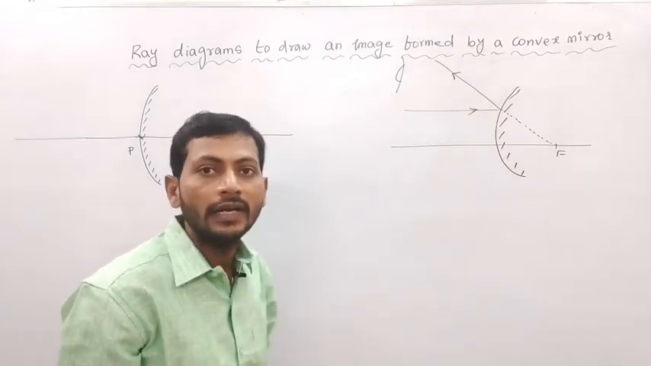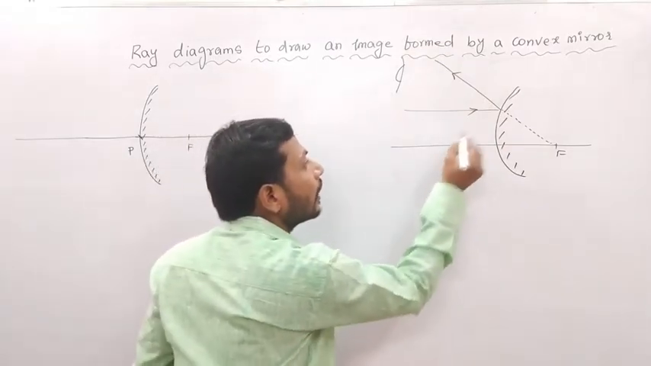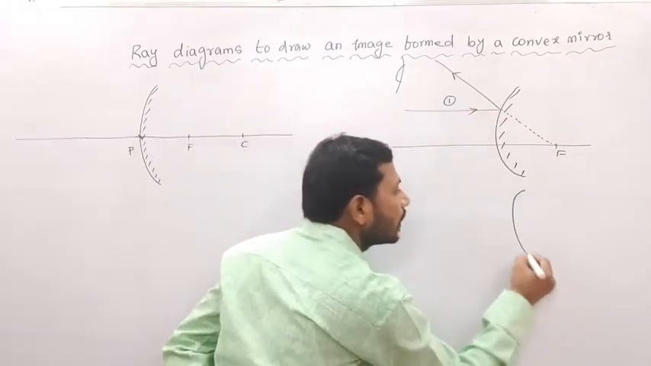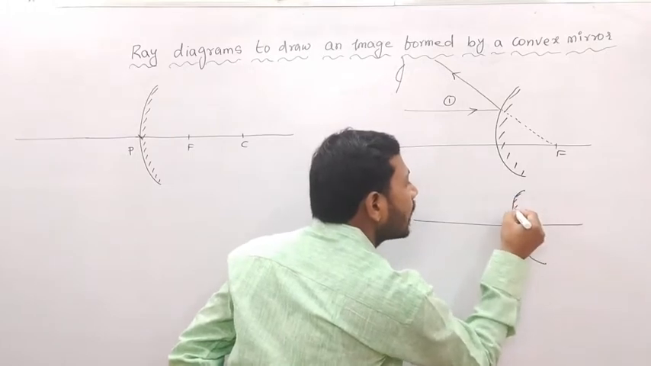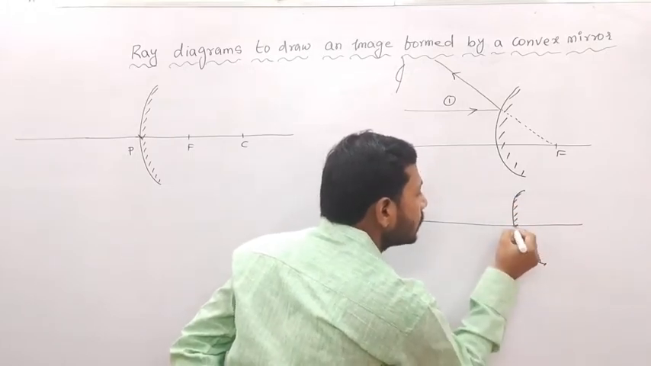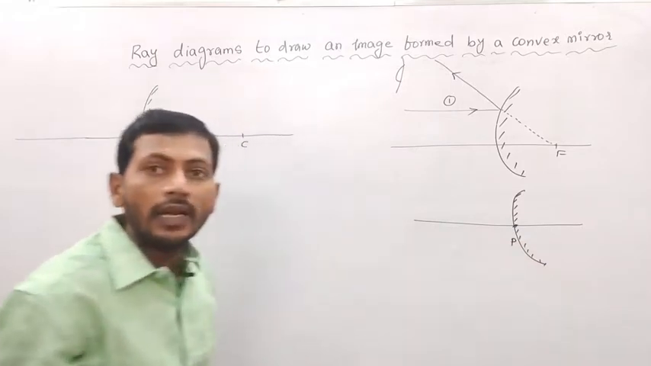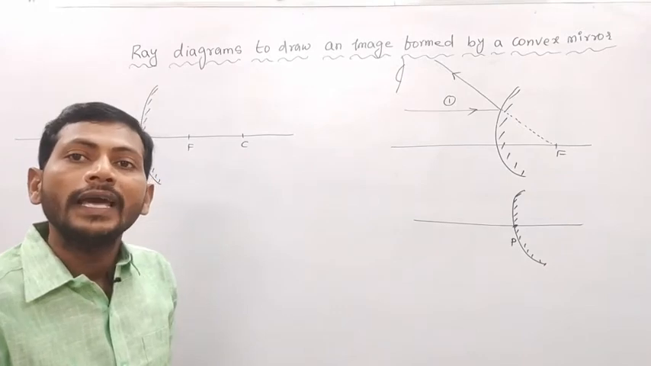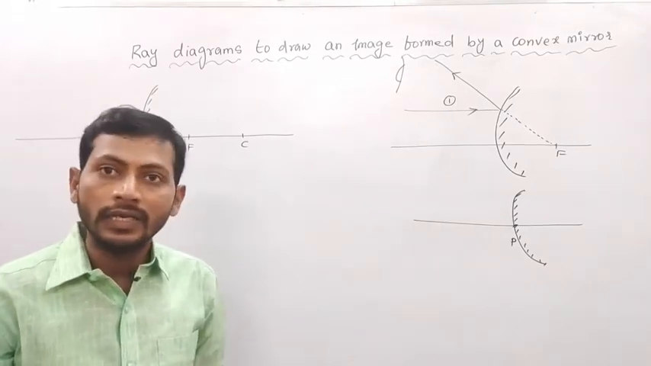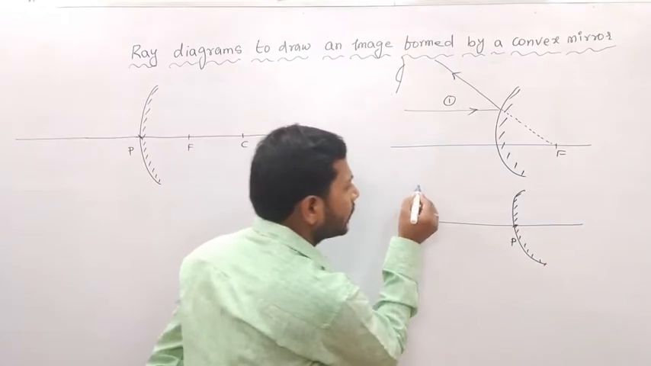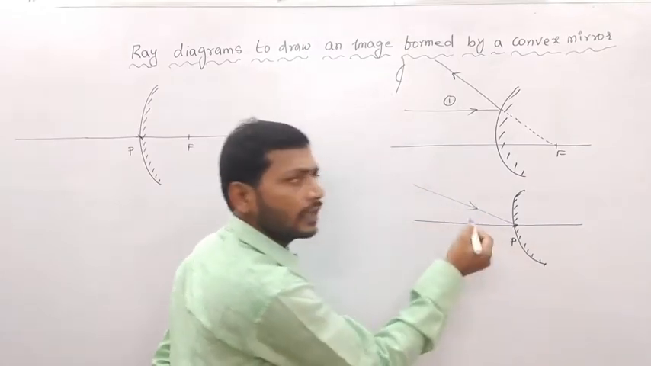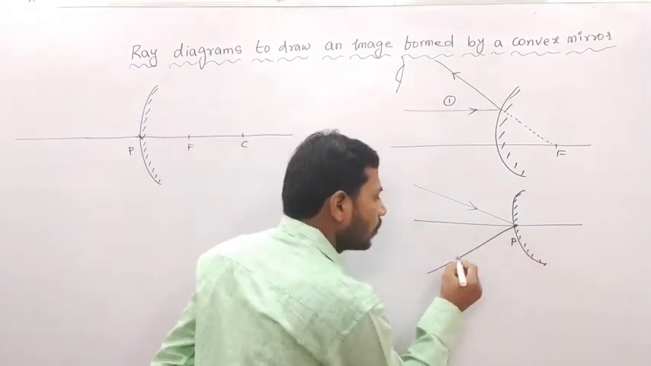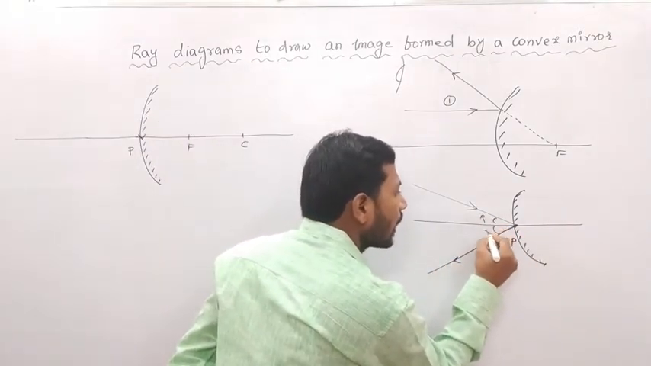One rule is completed. This is the first rule. The second rule I am going to take: if the ray is falling directly at the pole, this is the pole. If the ray is coming to the pole, then what is the direction of the reflected ray? Then you get the doubt. Same rule I am going to take. This is the incident ray. When the incident ray comes and falls at the pole, this is the reflected ray. Here the rule is angle I equals angle R.